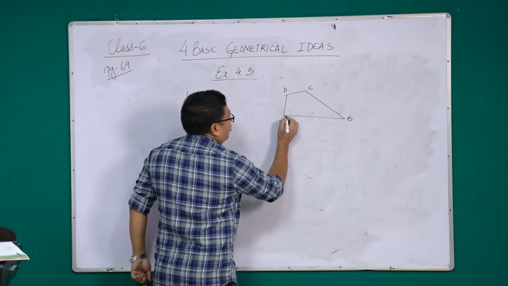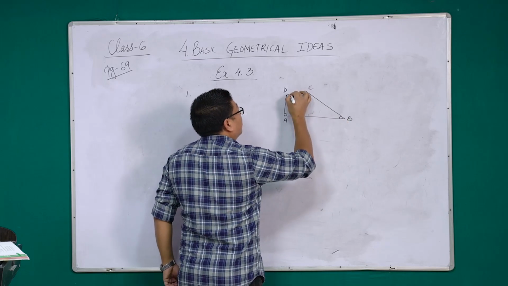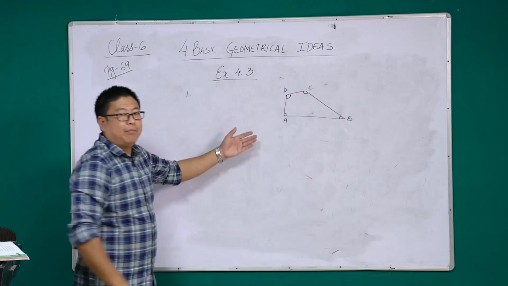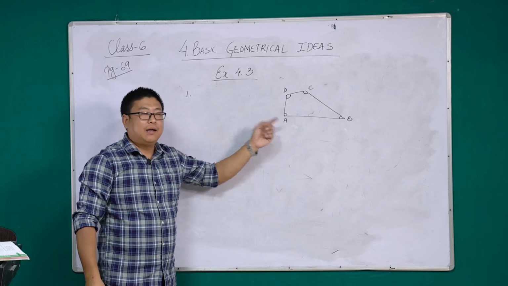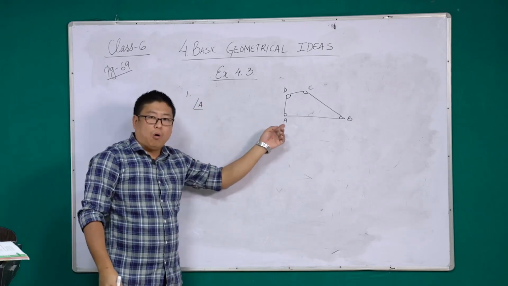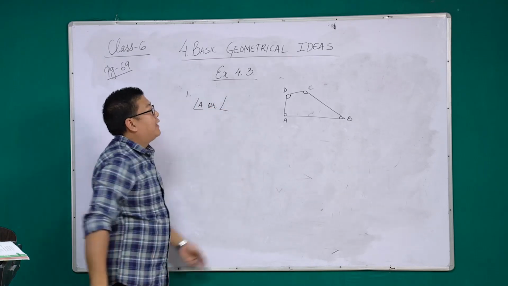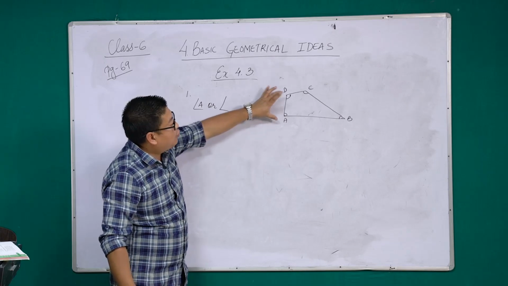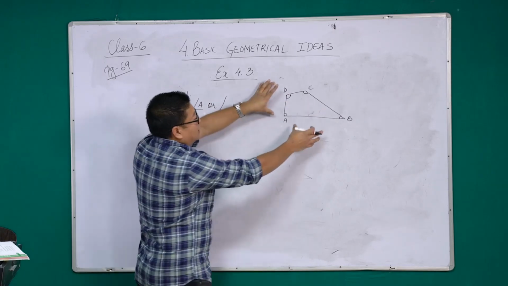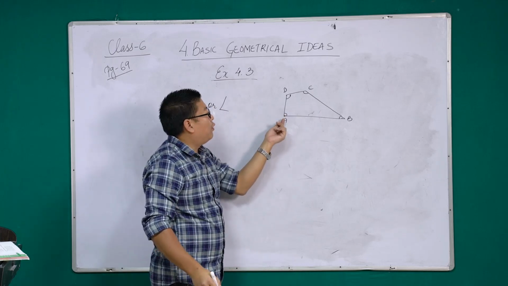We know that the corners formed are all angles. All the corners are called angles. Now how do we name them? For example, this one I can simply name as angle A. Or there's another way: we take the two sides where the angle is formed. Two sides are forming this angle.